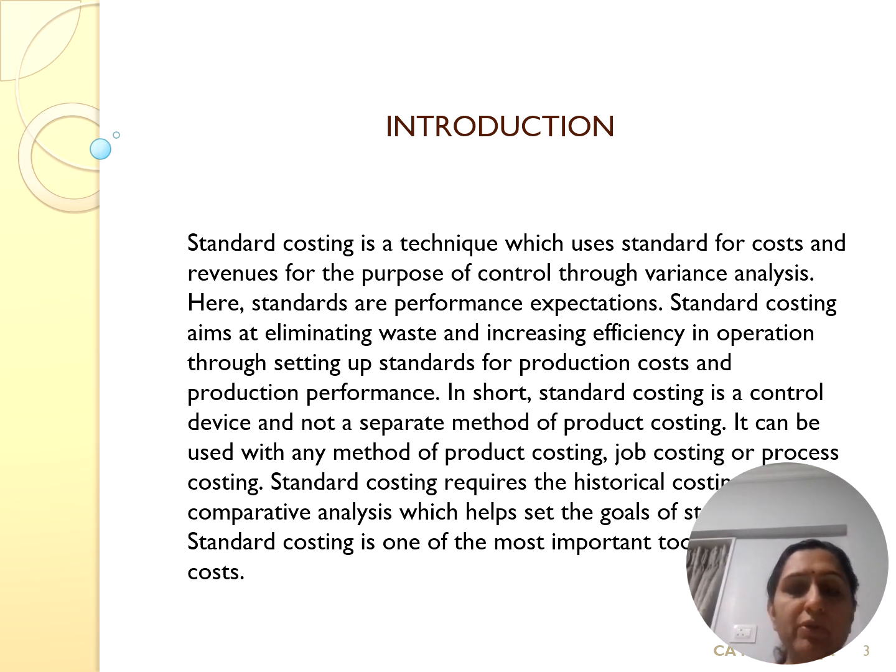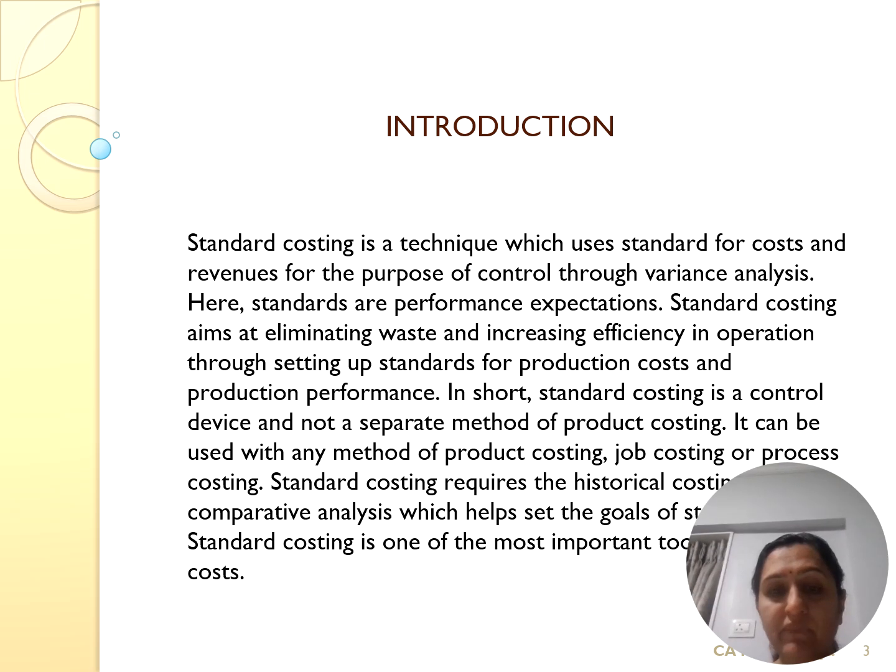Here, standards are performance expectations. Standard costing aims at eliminating waste and increasing efficiency in operation through setting up of standards for production cost and production performance. In short, standard costing is a control device and not a separate method of product costing. It can be used with any method of product costing, job costing, or process costing.